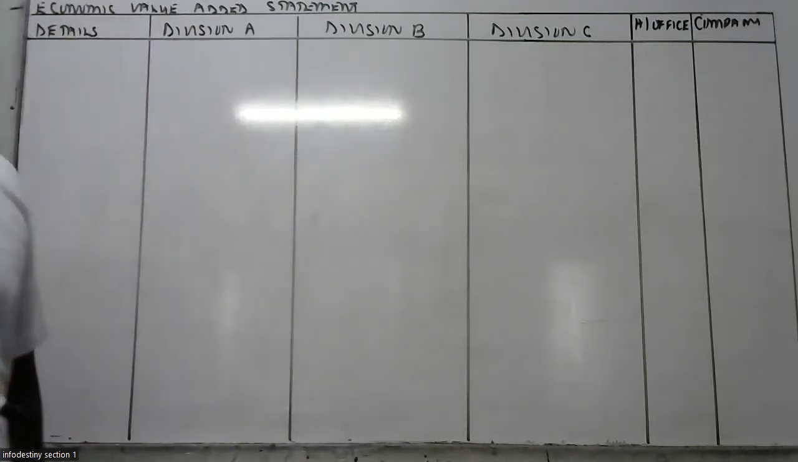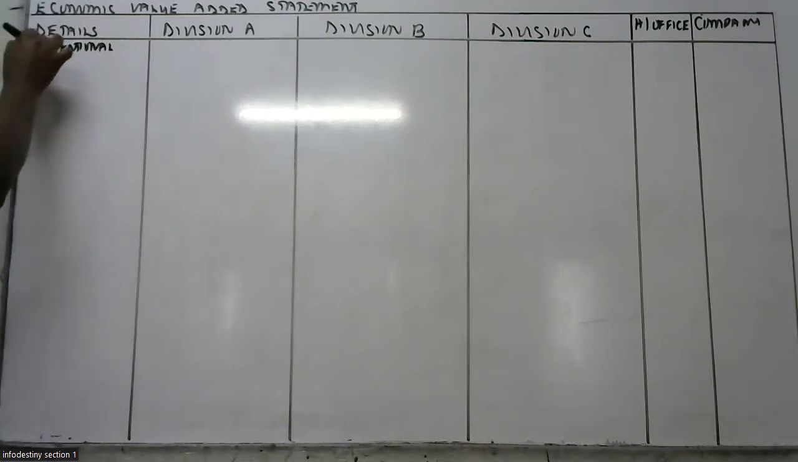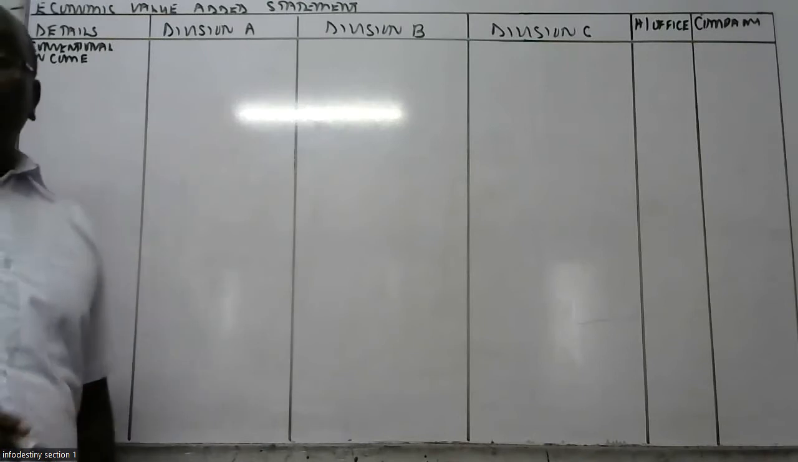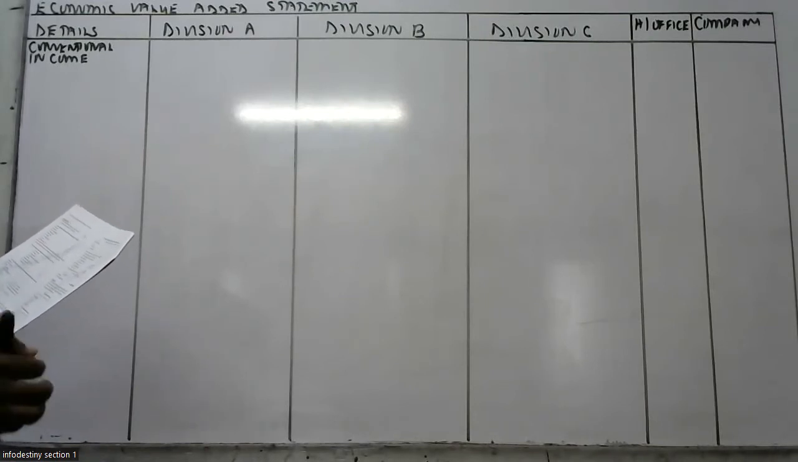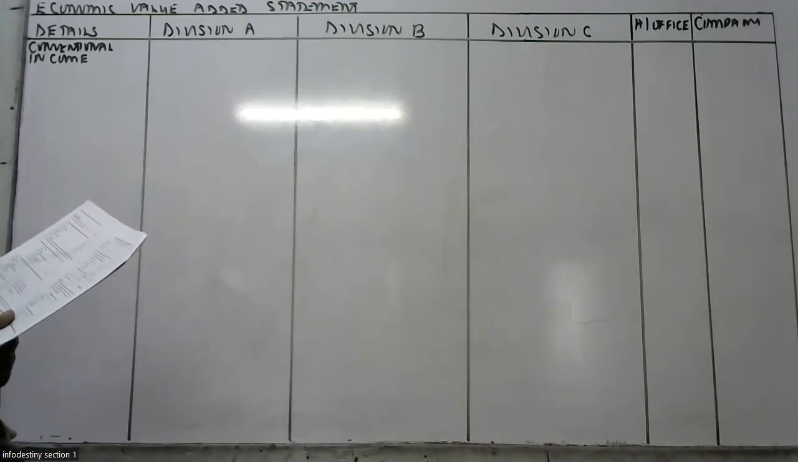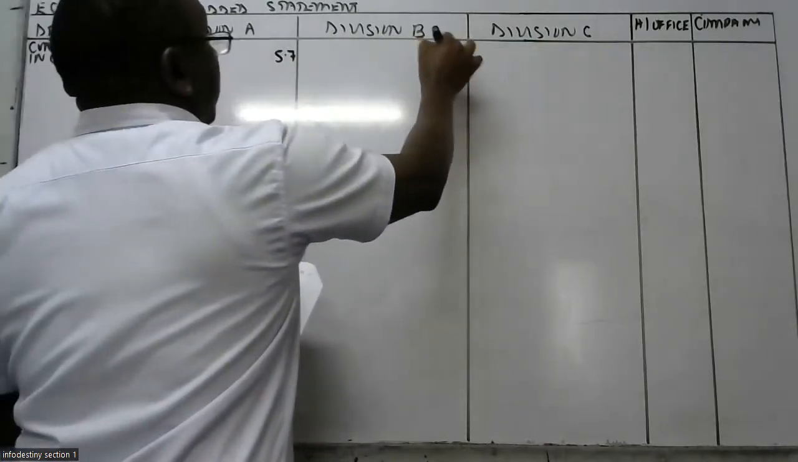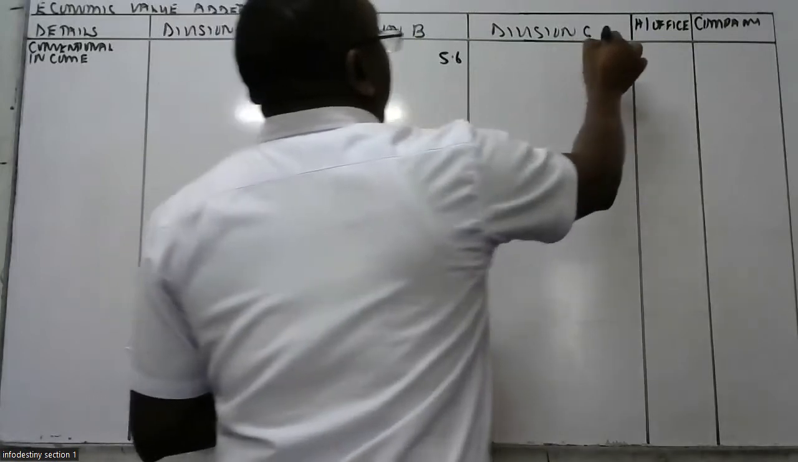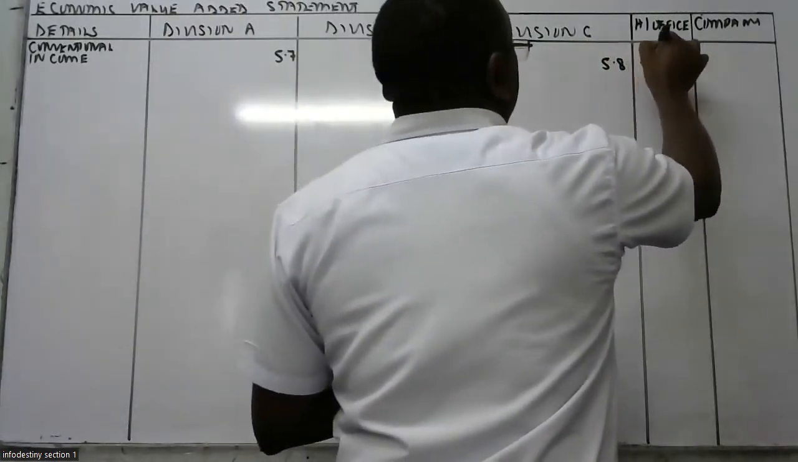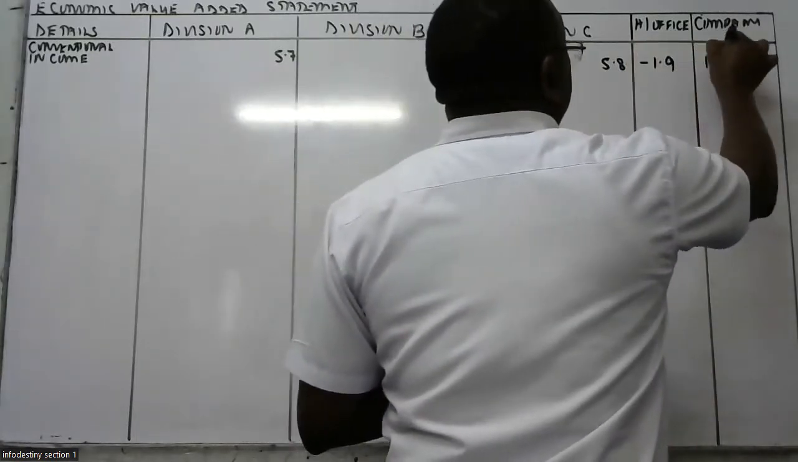Remember when we are drawing economic value added, we said we start with the conventional income. Conventional income is the income that is prepared in the financial statements. And this one, we are going to get it in the table that is on page 16 up there. You can see where it's written profit before interest and tax. For division A, we have 5.7. Division B, we have 5.6. Division C, we have 5.8. Head office, we have minus 1.9. And the company is 15.2.